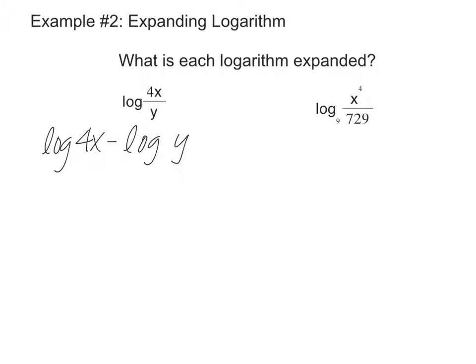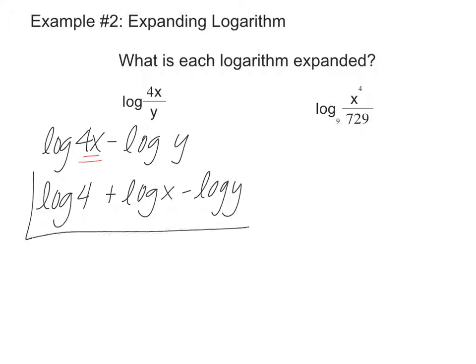Then I see the 4x that needs to be broken up. Remember, that's a product, and products are shown as addition. So this becomes log of 4 plus log of x, and then don't forget the original minus log of y. And we're done with that one.